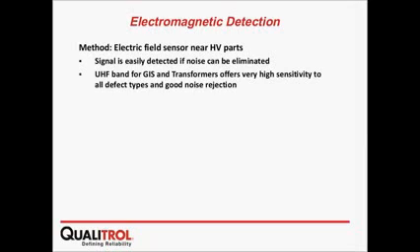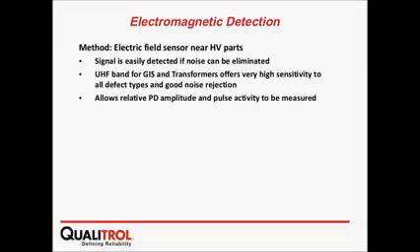So the UHF band for GIS and transformers offers very high sensitivity to all defect types and good noise rejection. As our portable, we can identify all the defects and also have the antenna outside to detect unknown types of noise. So you have the common noise, we have established frequency, and we have the unknown noise coming from the outside that can also be eliminated. So you can have a clean picture of your partial discharge, so you can make a good analysis.